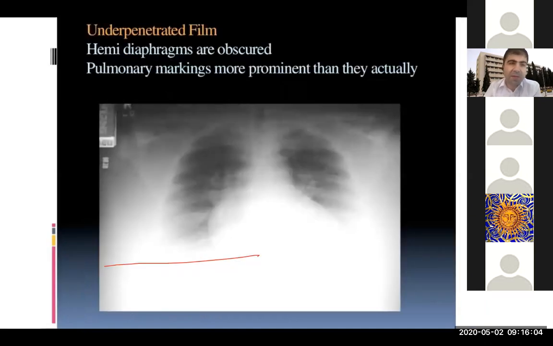For example, in this case, it is underpenetrated. Why? Because you cannot differentiate between the spine and the heart, and you cannot differentiate the diaphragms, the right and left hemidiaphragms. So this is underpenetrated, and the pulmonary markings are more prominent than they actually are.